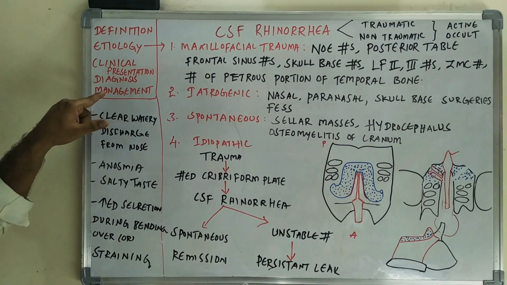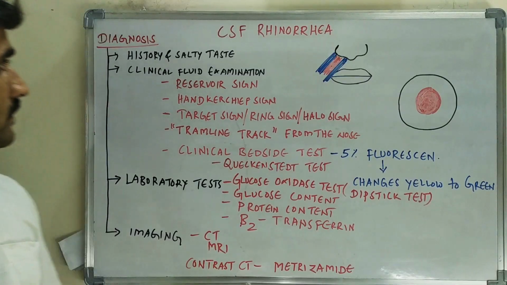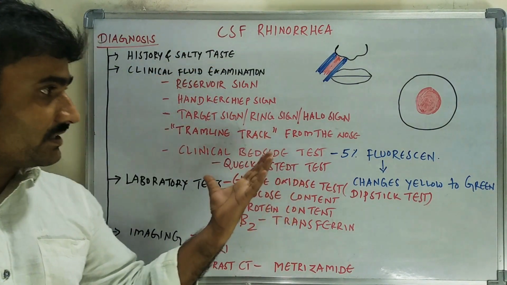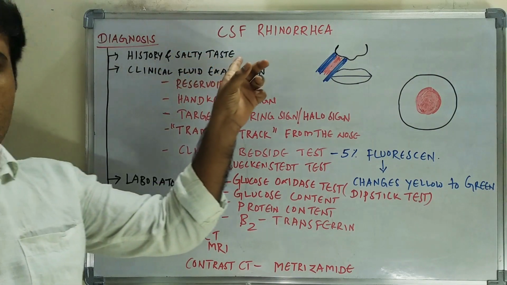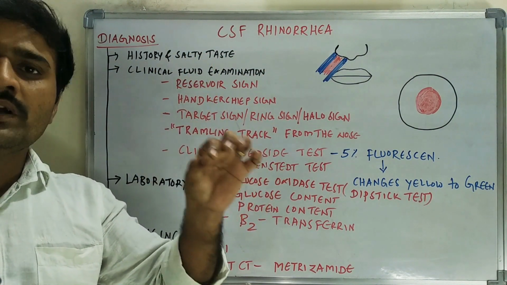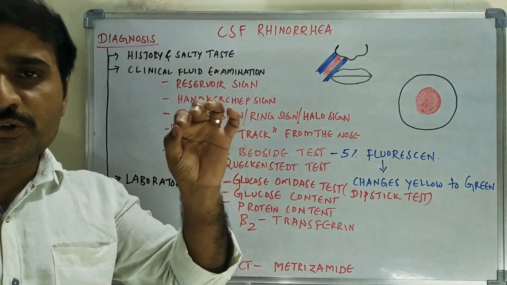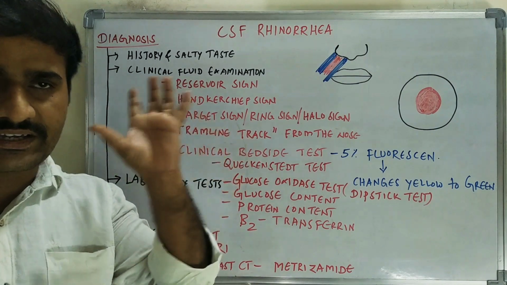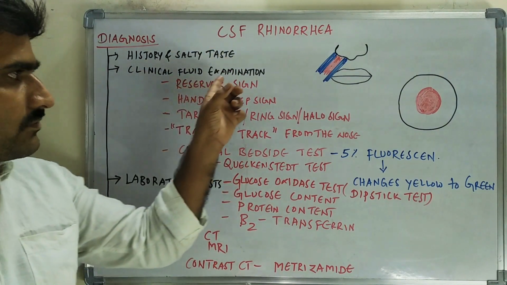Then we'll discuss diagnosis and management now. There are a number of tests and criteria to be used in the diagnosis. The first one is history and salty test. History of any trauma, especially fractures of the cribriform plate of the ethmoidal bone along with dural tear, that is dura mater tear, right? Then salty test, as I explained earlier, and clinical fluid examination.